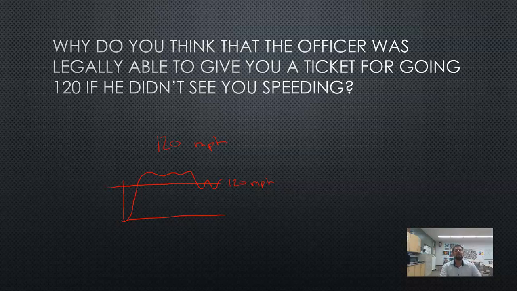But here's the point. The officer was able to give you a ticket for going 120 because if you averaged 120 miles per hour, there had to be somewhere along the trip that you were going exactly 120 miles per hour. Notice he didn't give you a ticket for going 130 or 140, even though chances are that's probably how fast you were going somewhere along the line. He just knew that if your average speed was 120, then your instantaneous speed somewhere along the line had to be 120 miles per hour as well, even if you were only going that for a split second.